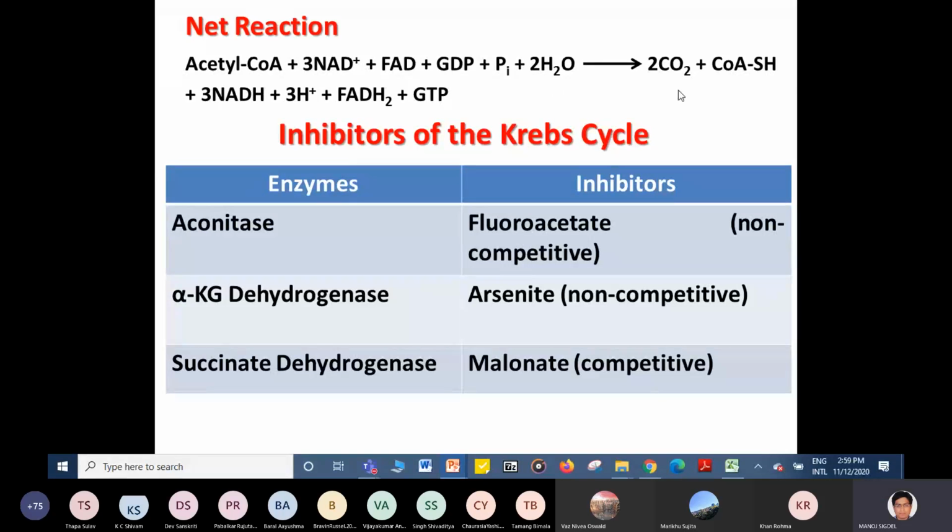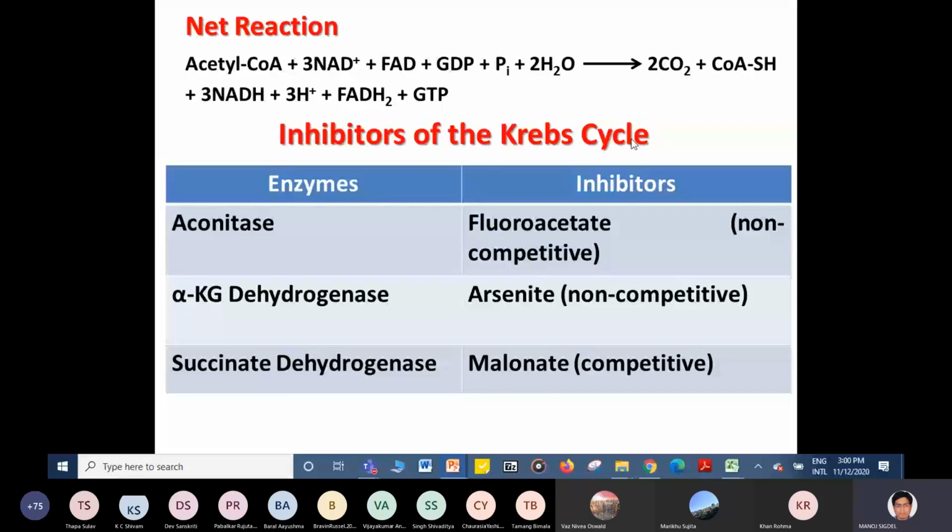Now you already know that 3 NADH are produced. On the left you will be writing 3 NAD plus, and you already know 1 FADH2 is produced. On the left you will be writing 1 FAD, and you already know 1 GTP is produced, so on the left you will be writing GDP plus Pi. This is how you simply write the net reaction.